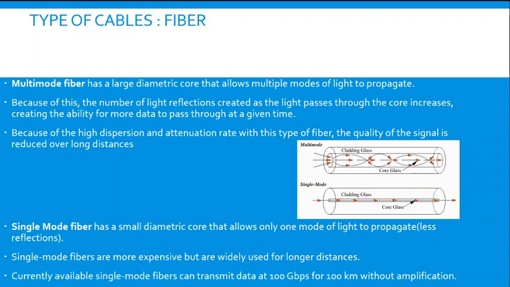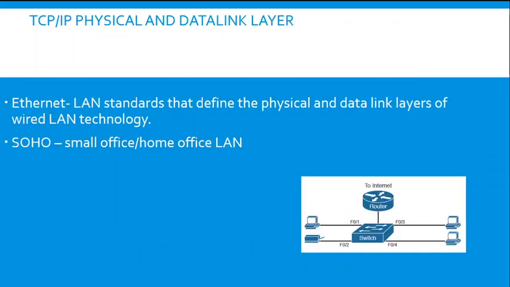We have single mode fiber, which of course has a small diameter core that allows only one mode of light to propagate, which has fewer reflections. Single mode fibers are more expensive, but are widely used for longer distances. Currently available single mode fibers can transmit data at 100 gigabits per second for 100 kilometers with amplification, which is really, really great for its small core.